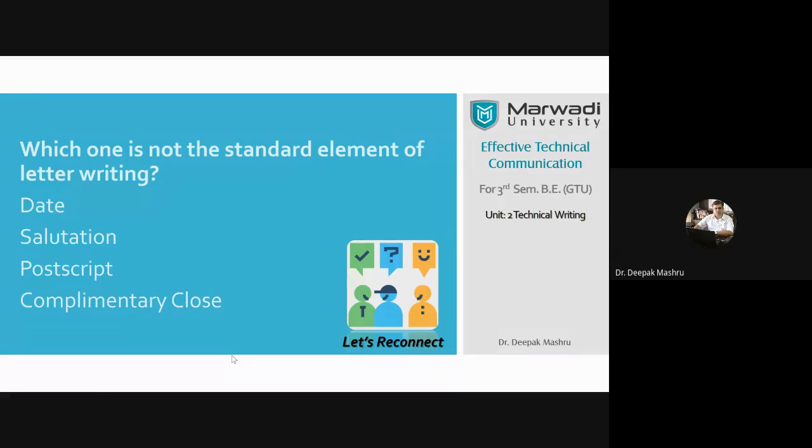Now it's time for reconnection. Which one is not the standard element of letter writing? That means, what is the part which does not come in the layout standardly? Date, salutation, postscript and complimentary close. Fine. You need to type the answer in your box. See, this is the beauty of teaching intelligent students. Before you complete the question, you find students writing answers. Postscript, yes. This is the right answer. Postscript is the right answer, that it is not the standard element. It is an additional one. Okay.